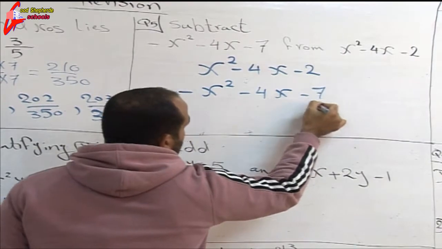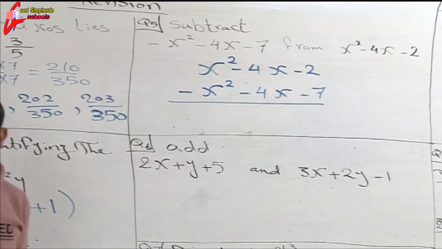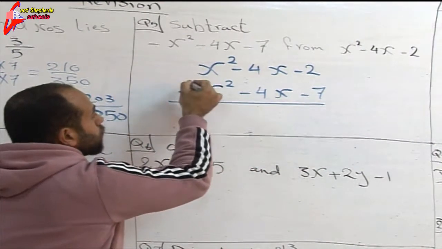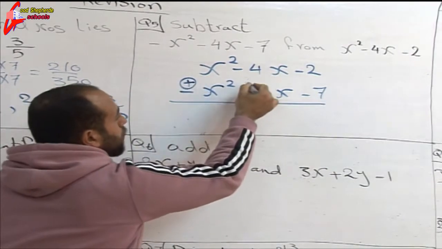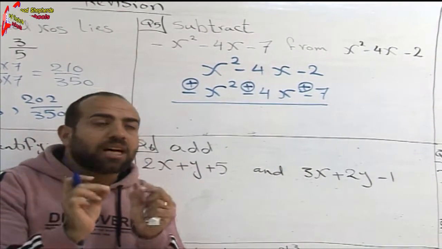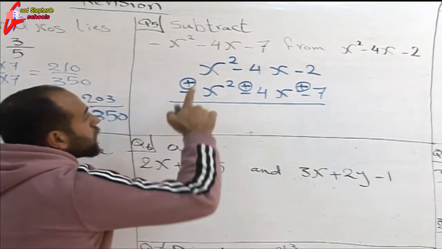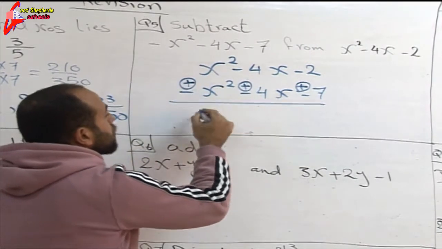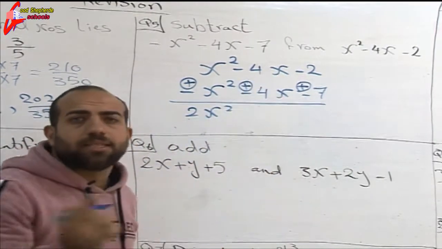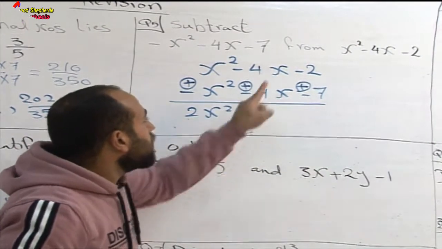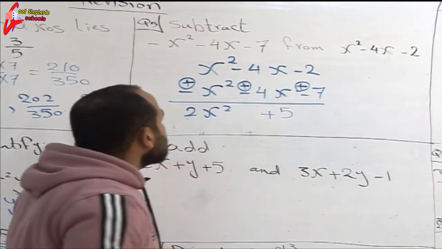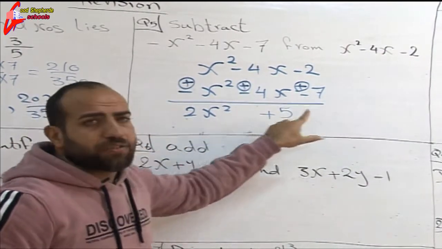In subtraction, don't forget it changes the sign of the second expression. Negative will be positive. Negative will be positive. So it changes the sign of the second expression. x^2 plus x^2 will be 2x^2. Negative 4x plus 4x, you will get 0. So don't write anything under x. Negative 2 plus 7 will be positive 5. So the remainder is 2x^2 plus 5.